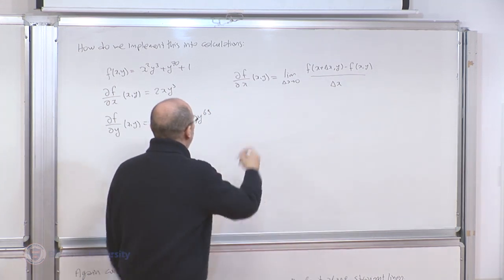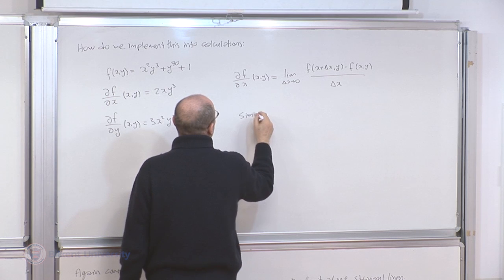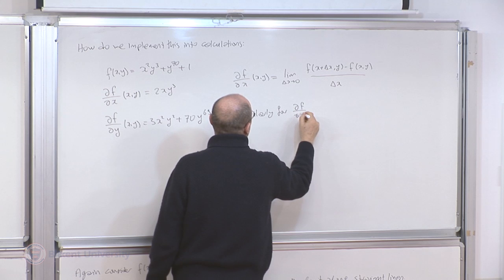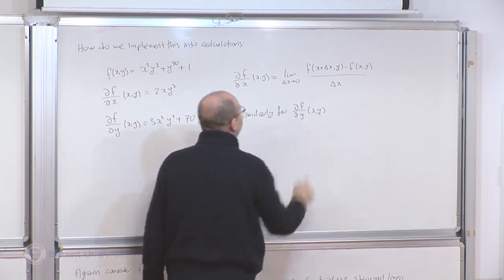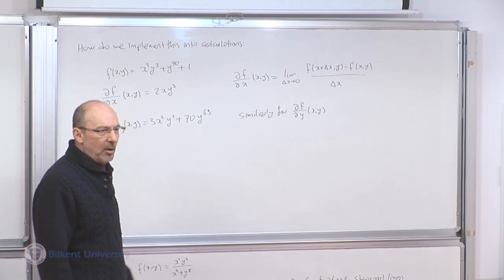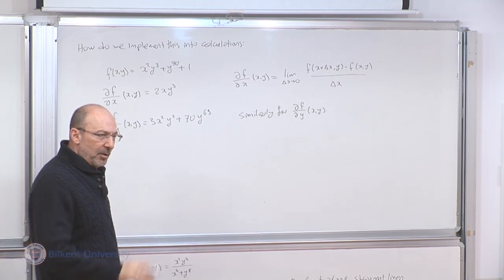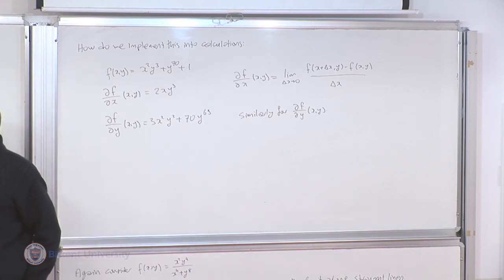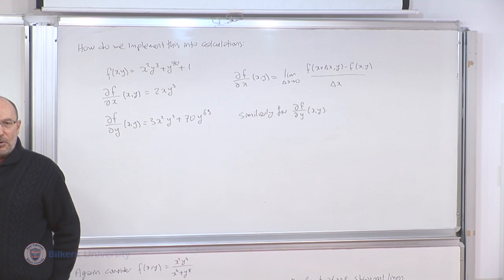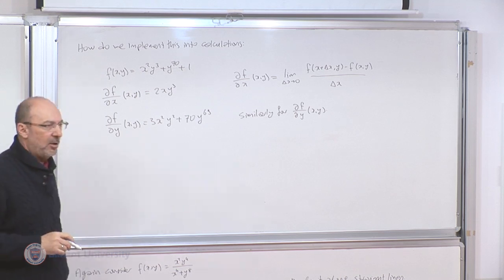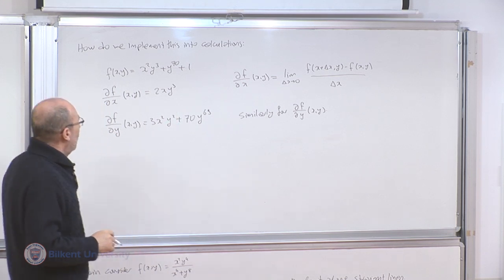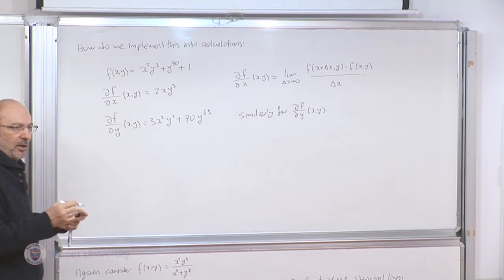And similarly for the derivative of f with respect to y at x, y. Okay, so this is just to change the notation so that we don't bother here asking when we put the numbers in actually. Okay, so this is the general description. Of course, if the limit exists. Okay, so this is the mechanism of this.